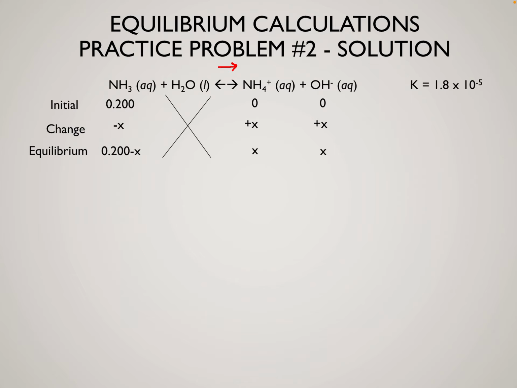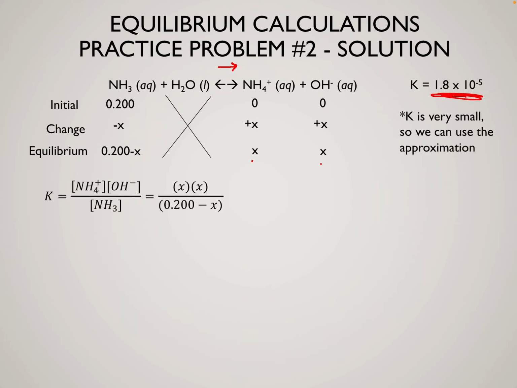Okay, and now we need to write our law of mass action, our mass action expression. So we'll go ahead and fill that in. Products over reactants always raised to the power of their coefficients. Here, since all of the coefficients are 1, we didn't raise to the power of anything. So then we'll write our equilibrium concentrations. So we fill in our x's for our products and our 0.200 minus x for our reactant.